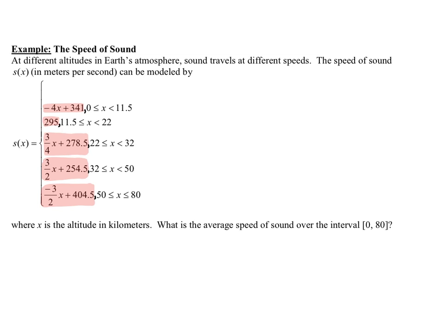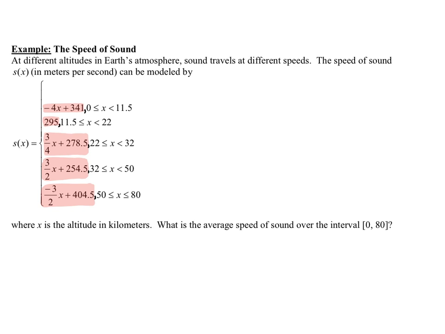And then between 22 and 32 kilometers off the ground, it is growing linearly again. Between 32 and 50, it's growing linearly at a little different rate. And then between 50 and 80, it actually starts slowing down again. So it's interesting here. So what is the average speed of sound from 0 to 80 kilometers, which I think is the entire Earth's atmosphere?